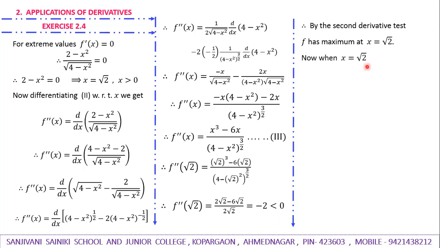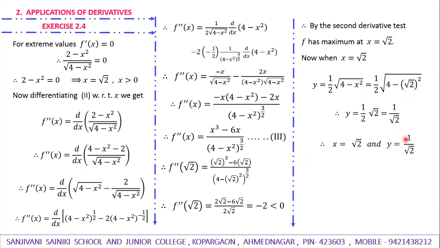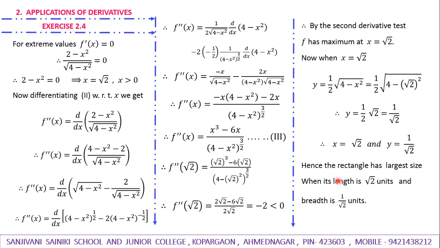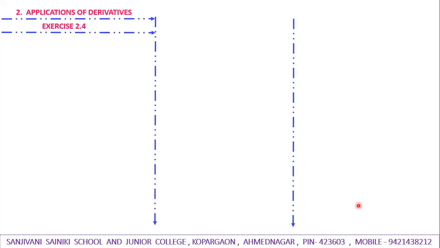So for a, when x is equal to root 2, we have to find the value of y. So what is the y? Y is equal to 1 upon 2 root 4 minus x square. So put x is equal to root 2 here and simplify. You get y is equal to 1 upon root 2. So x is equal to root 2 and y is equal to 1 upon root 2. Okay. So these are the length and breadth of that particular rectangle. Hence, the rectangle has largest size when the length is root 2 units and the breadth is 1 upon root 2 units. So this is the solution of this example.